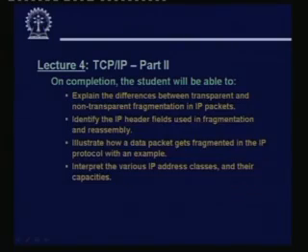So, here we discussed the differences between transparent and non-transparent fragmentation. We identified the IP header fields which are used in fragmentation of the packets and subsequent reassembly, and we illustrated through an example how a data packet gets fragmented in the IP protocol. Lastly, we looked at the IP address classes and their basic capacities and sizes.